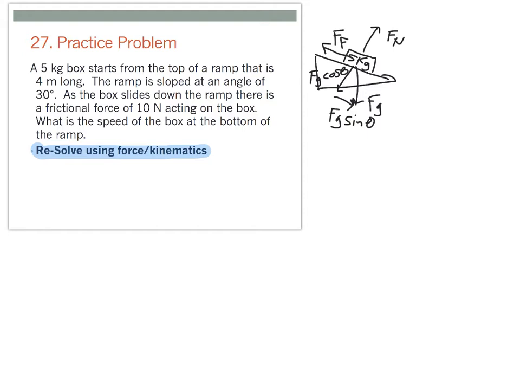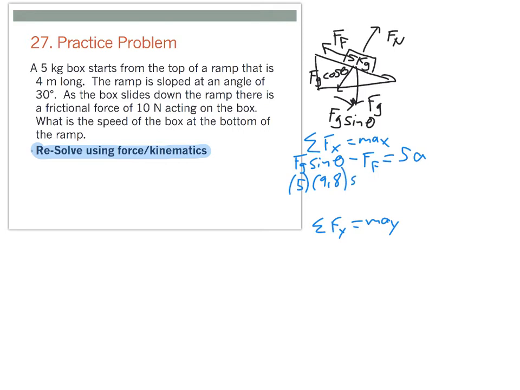From there, I'm going to go ahead and set up my max and my may. So in the x direction, I have this Fg sine of theta minus that force of friction, and that's going to be equal to my mass, which is 5, times a. Okay, and so I can sub in here for Fg: 5 times 9.8 times sine of 30 minus that force of friction, which is just 10, equals 5a, and so we get that my acceleration here is 2.9 meters per second squared in the x direction.